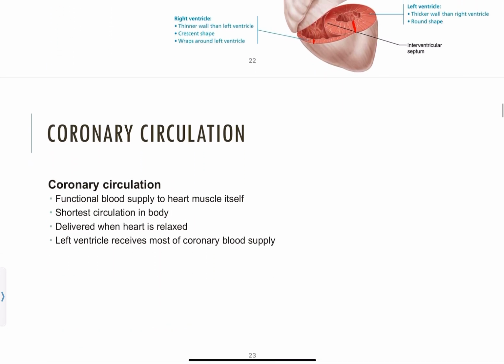So the other thing we need to talk about in this section is going to be our coronary circulation. Although our heart is actually filled with blood, it doesn't receive any nourishment from it because the myocardium is too thick for diffusion. So instead, the heart relies on coronary circulation, and it's really its own dedicated blood supply, and it's the shortest circulation in the body.